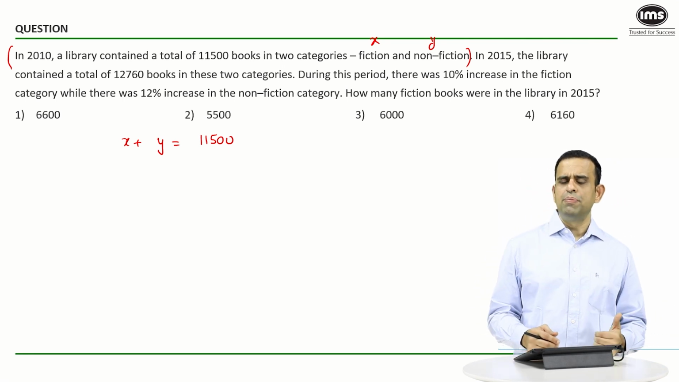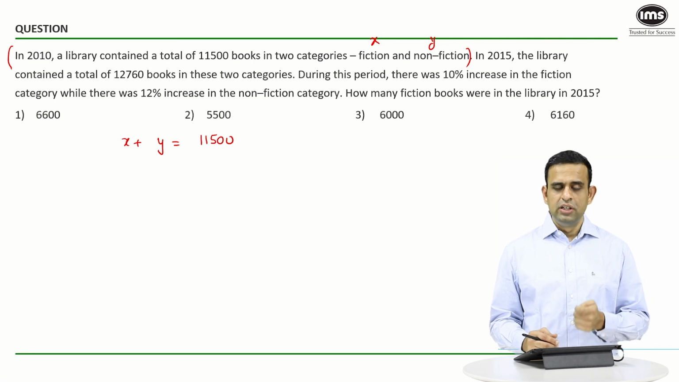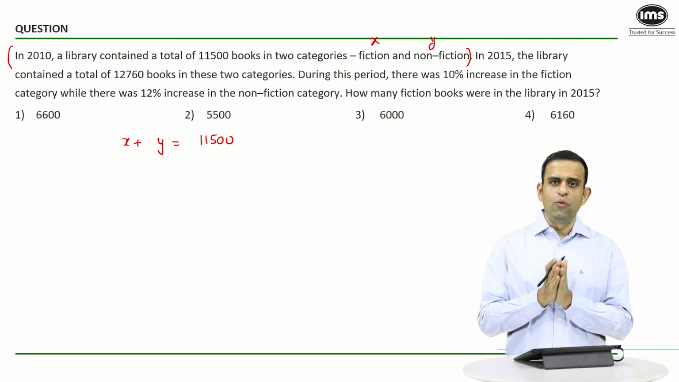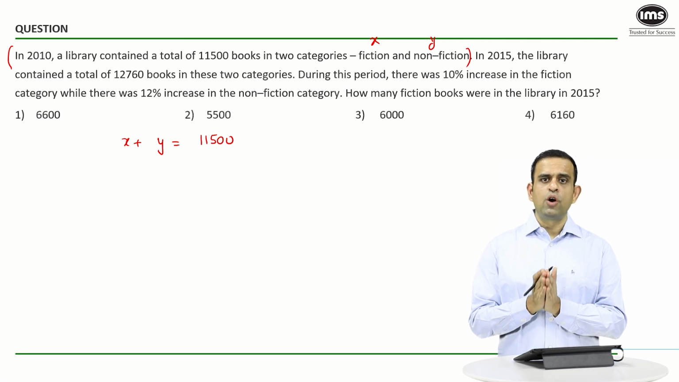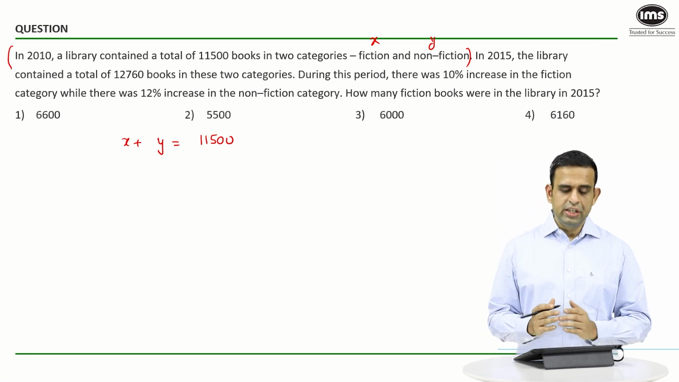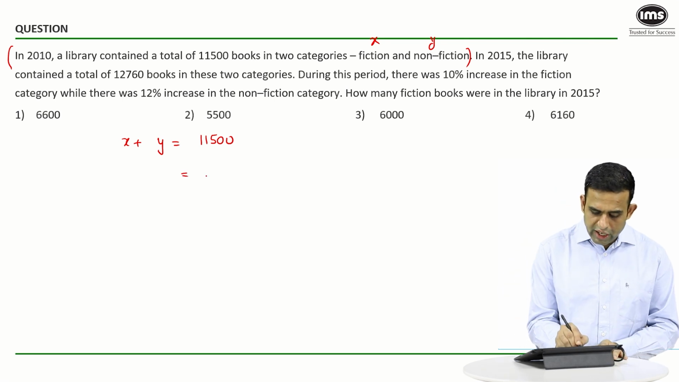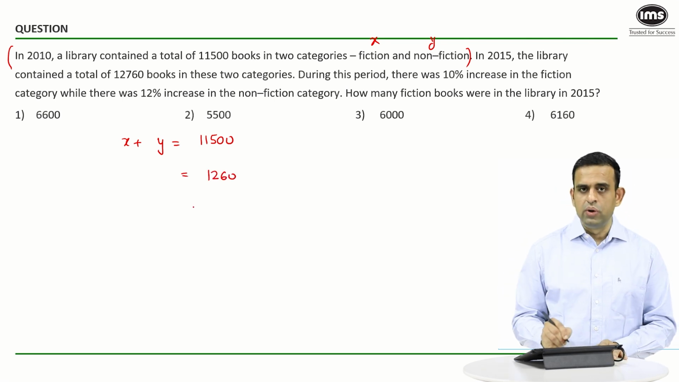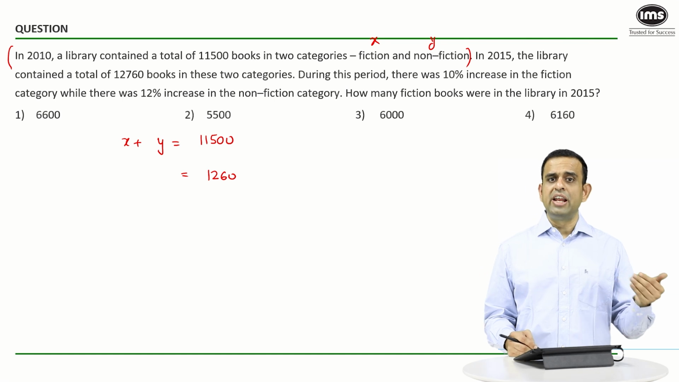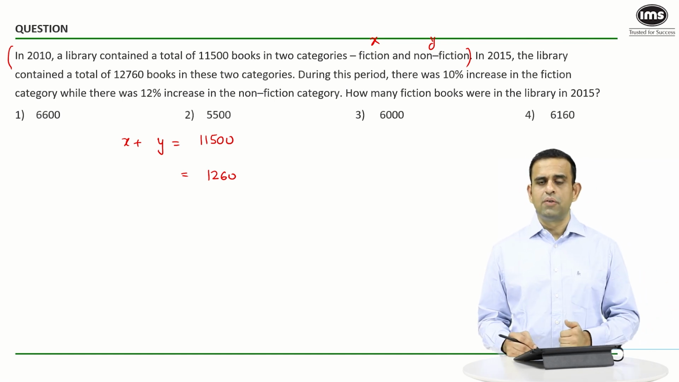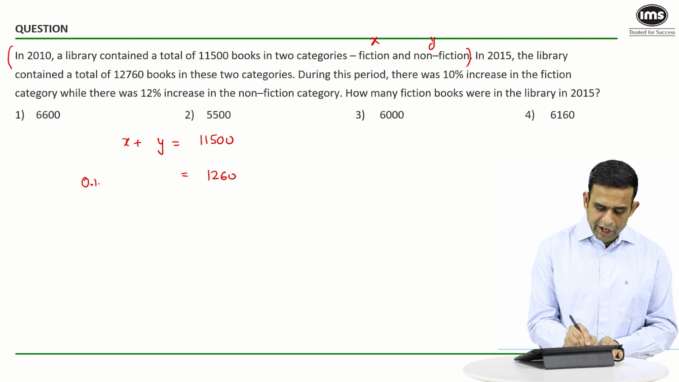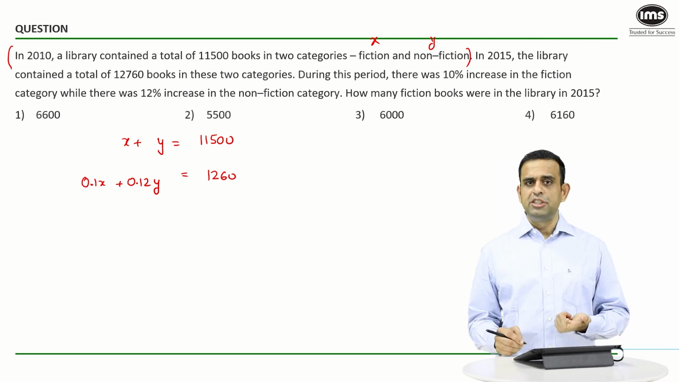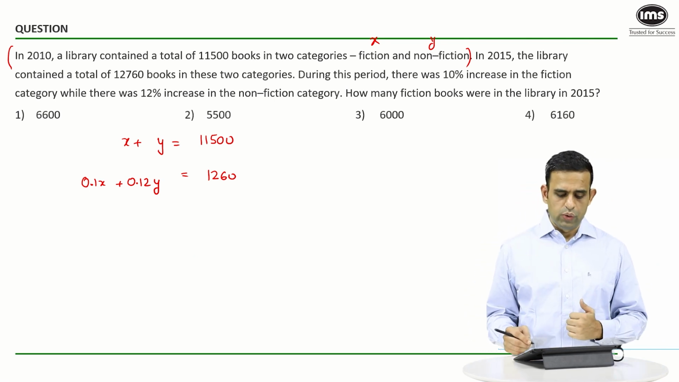And the other kind of people can possibly only look at the increase. So if I look at the increase part, it goes up from 11500 to 12,760. It simply means we are observing an increase of 1260 in the total number of books. So what must that 1260 be equal to? It must be nothing but the increase in 10% of the fiction books and 12% of the non-fiction books. So it must be equal to 0.1x plus 0.12y. So 10% means 0.1 and 12% means 0.12y.